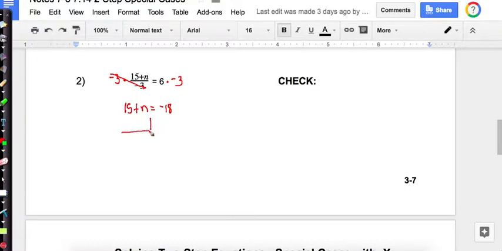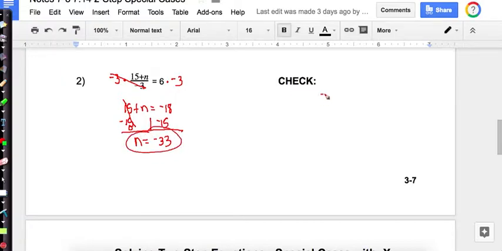Draw your t. And what are we going to do to both sides? Good, subtract 15, because if I add 15, I get 30, and they don't cancel. But if I subtract 15 from both sides, 15 minus 15 is 0, so it does cancel. So n equals negative 18 minus 15 is negative 33.